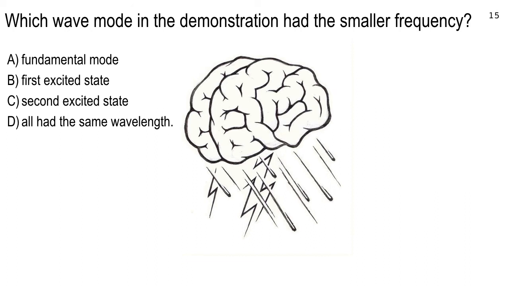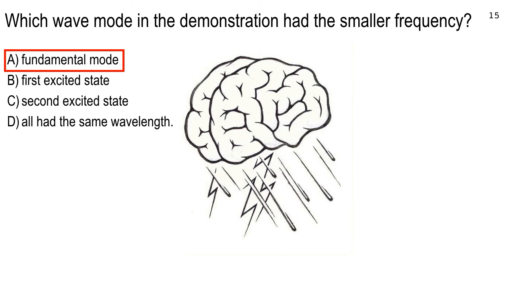Okay, yeah, most of you got it right. Fundamental mode had it, and think of it this way. Make a side note to yourself. Fundamental mode, smaller frequency, Caroline didn't have to shake it that fast. And then she sped up to get the first excited state, and even faster to get the second excited state. And that's something that she controlled.